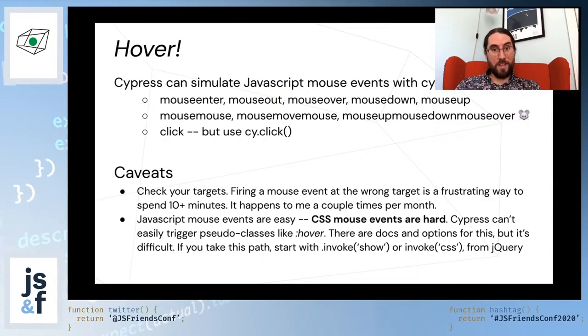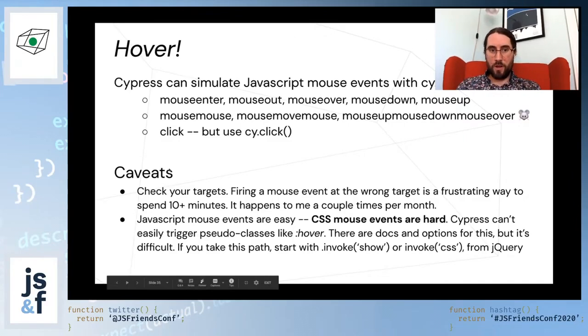Hover's a little tricky. Cypress can simulate JavaScript mouse events. There's a cy.trigger command, and to the cy.trigger command you give an event. You give it all these mouse events that I've listed. You can give it basically anything you would have a document addEventListener for. Any of that, you can do with cy.trigger.